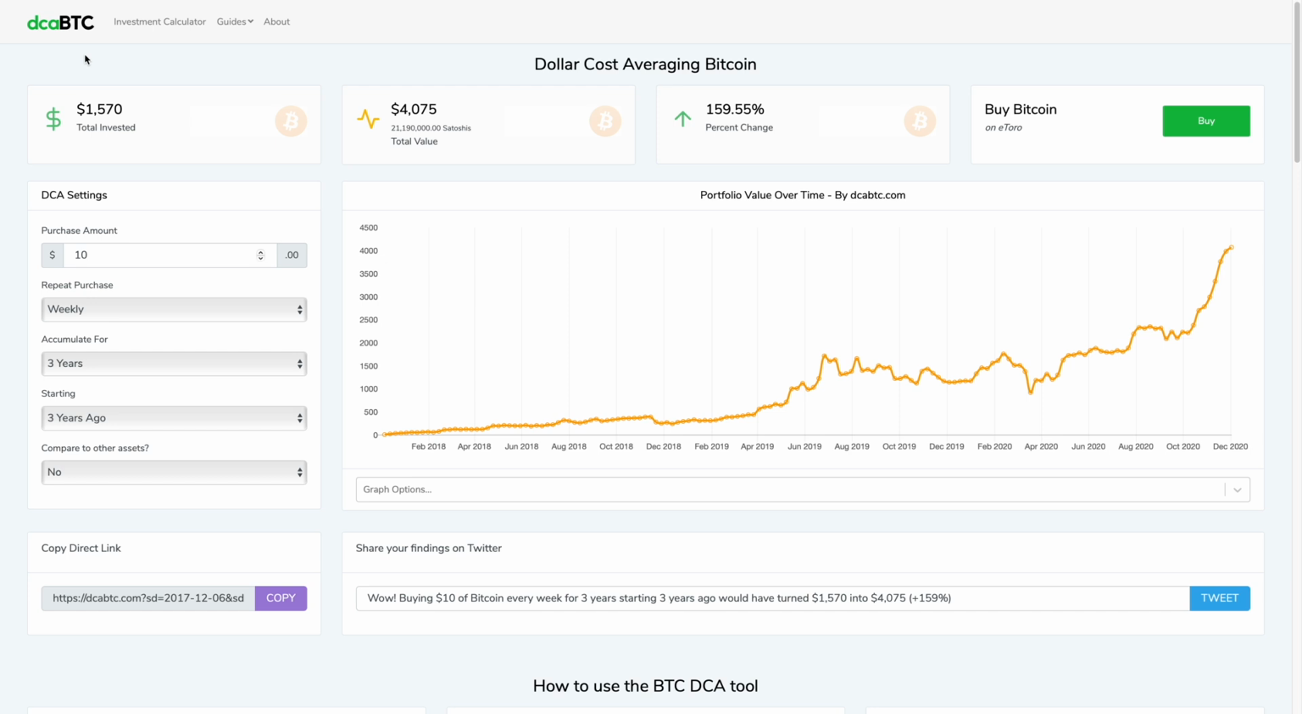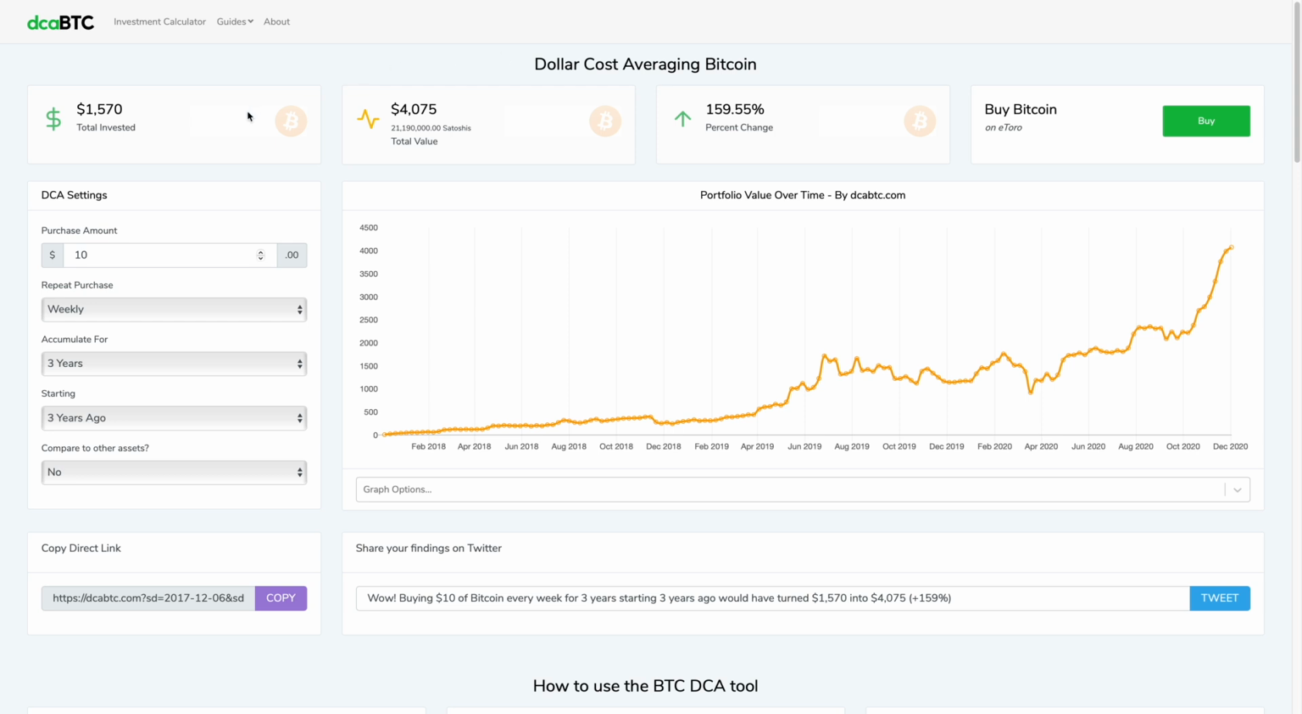Now the reason why I want to talk about this website here is because it just shows the power of dollar cost averaging Bitcoin. So for those of you who don't know what dollar cost averaging is, it's basically where you buy a set dollar amount into Bitcoin or whichever sort of thing that you're buying on a set schedule.